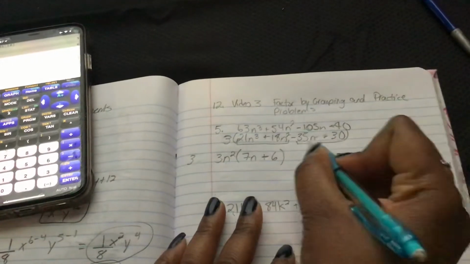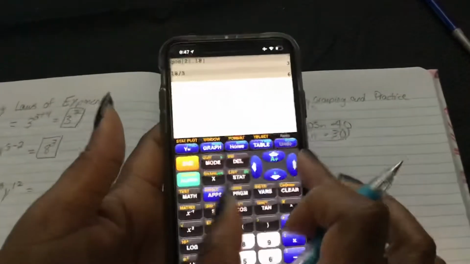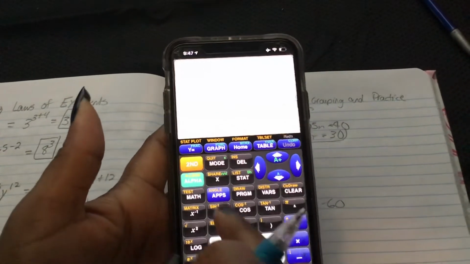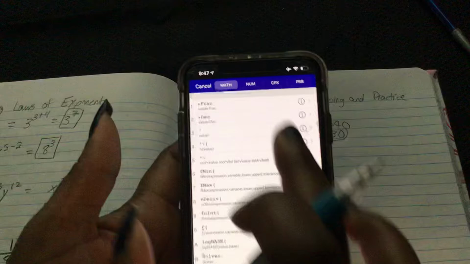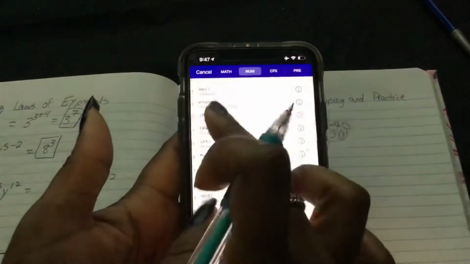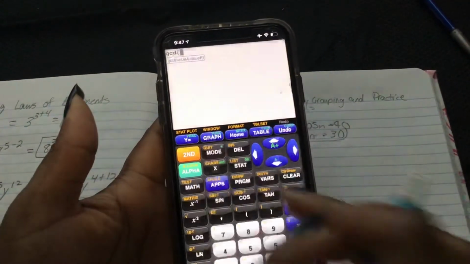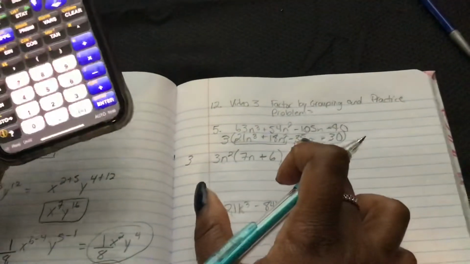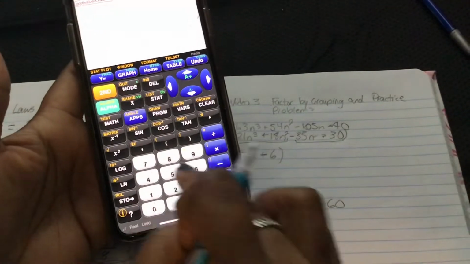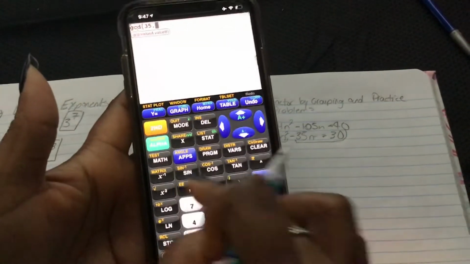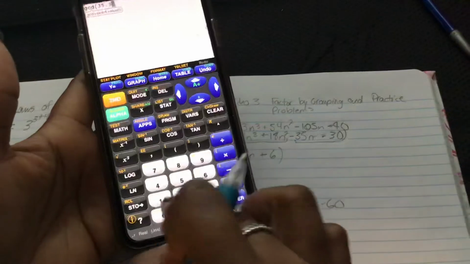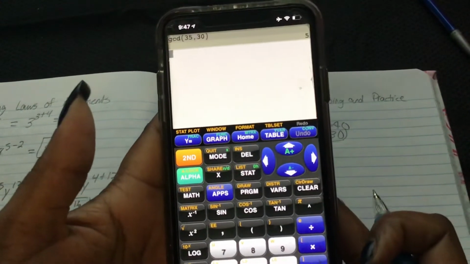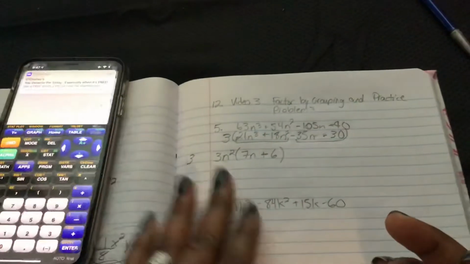So now we're going to find the GCF here. I'll show you how to do that in the calculator again, so you'll know. You go to math, num, go down to GCD, greatest common denominator, same as greatest common factor. And you're going to type in the 2 numbers. You've got 35, and then comma, right above the 7, 30. Now you want to press enter there. And that gives you 5. So you're going to take out a 5.